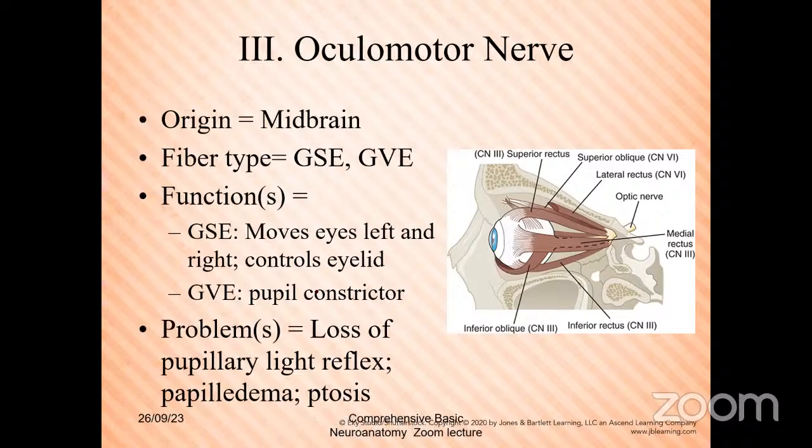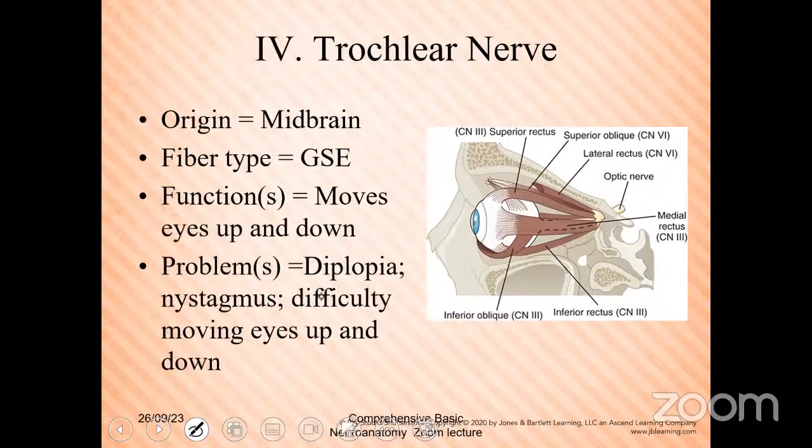So we have discussed, now we're going to do the trochlear nerve. With the midbrain, I've told you the peculiarities of the trochlear nerve. It originates in the dorsal aspect of the midbrain, and it decussates at the origin only. The right trochlear nerve supplies the left superior oblique, and the fiber type is general somatic efferent. It moves the eyes up and down.